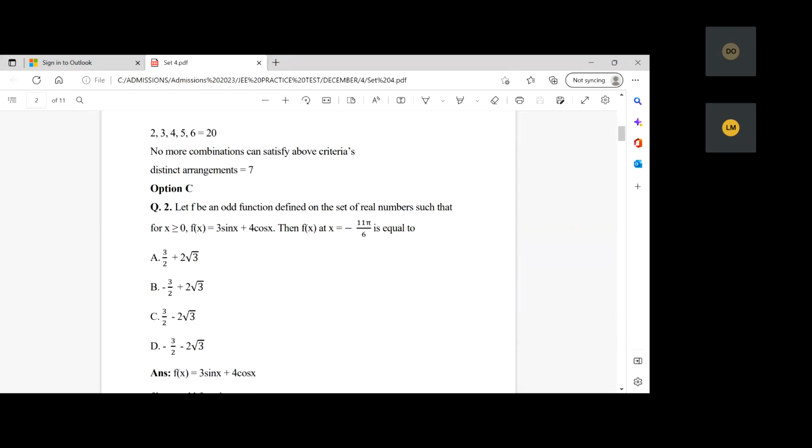Okay, the sign is important here. Some students are having a confusion whether it's option B. Okay, let's check.